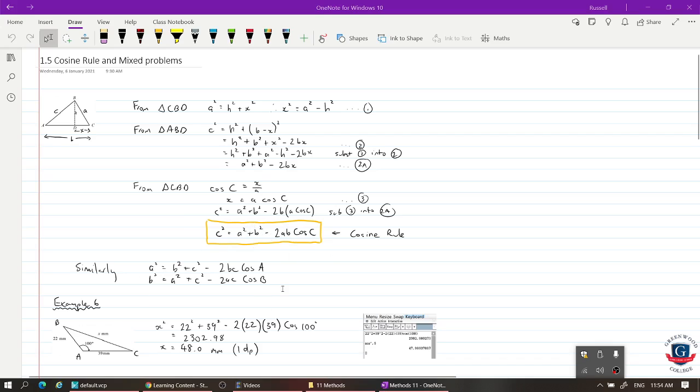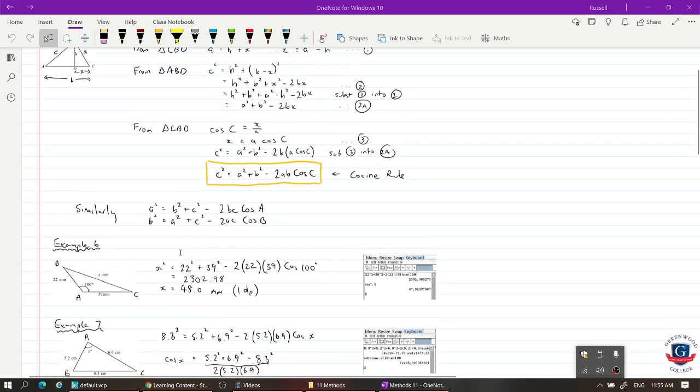Similarly, if we follow the same instructions but with different triangles, we end up with a squared equals b squared plus c squared take 2bc cos a, and b squared equals a squared plus c squared take 2ac cos b. And we notice that in all three of these there's a pattern. Whatever the value we have out the front, take the other two sides of the triangle, square each one, subtract 2 times these two sides multiplied by the cos of the angle between them. So if this is side A, this is side B, C is the angle between them. Similarly for A, C and B, A is the angle between them, and so on.